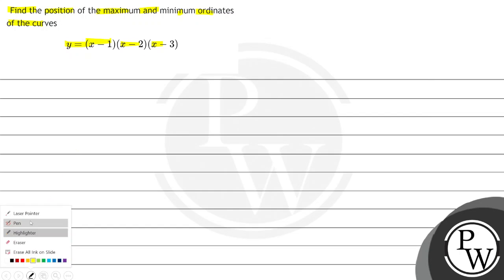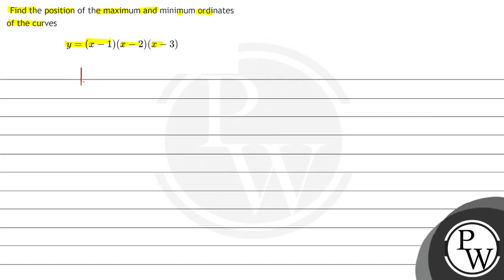To solve this question, first of all, we'll write some key concepts. Now, after writing the key concepts, we'll use them to solve this question.